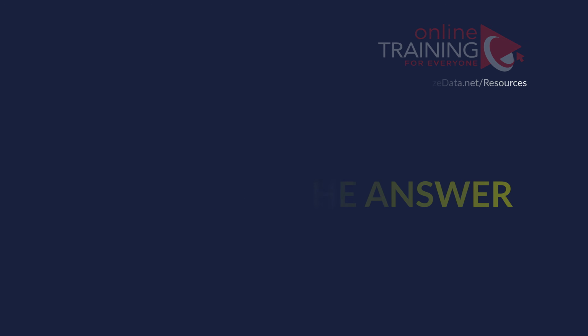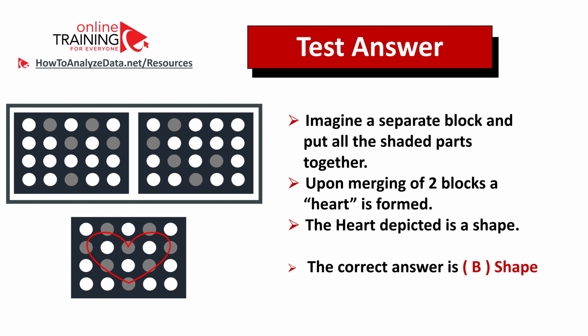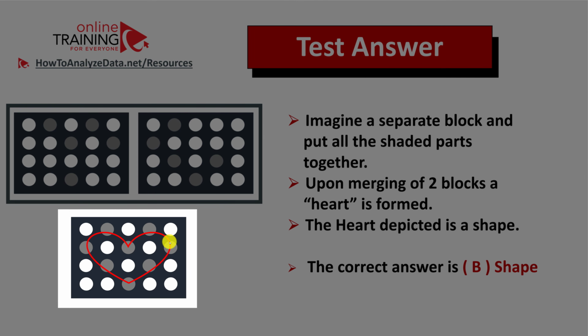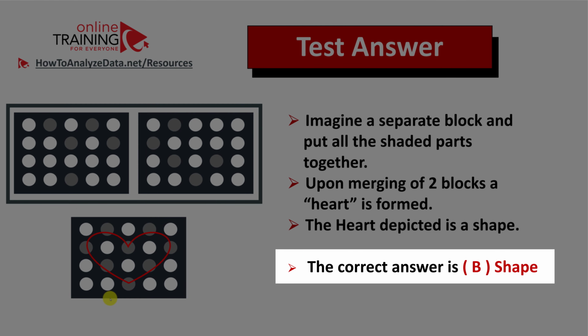Did you figure out the answer? Let's continue to see if we can solve this challenge together. The best way to solve these types of questions is to imagine a new block and understand what is formed when all the shaded circles are merged together from 2 original blocks. And upon merging, you will see that the heart is formed, which is represented here in the 3rd block. And heart is a shape, so the correct answer here is choice B, shape.